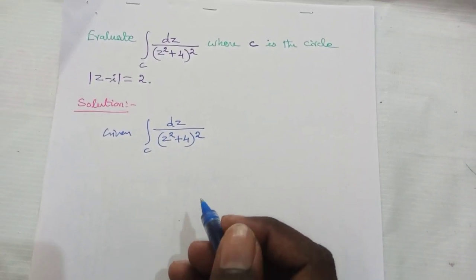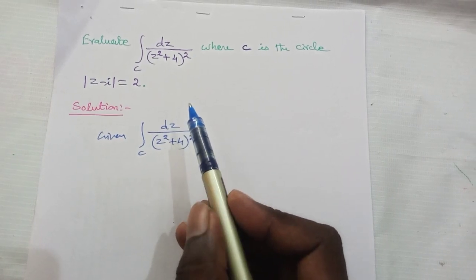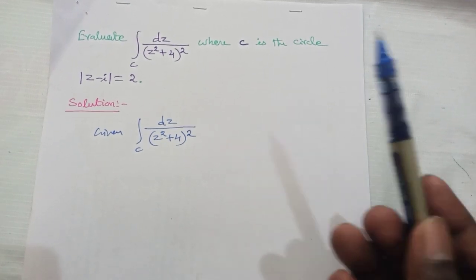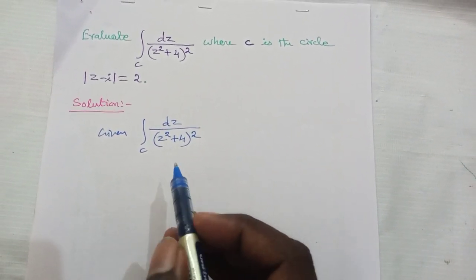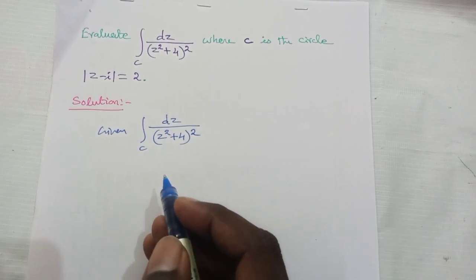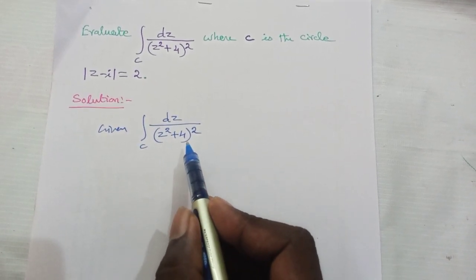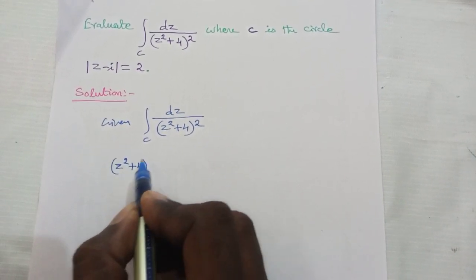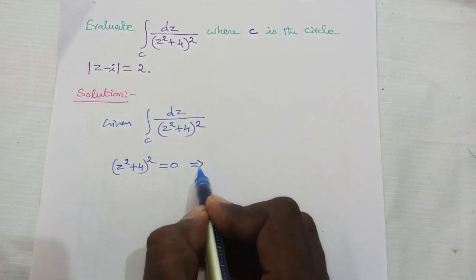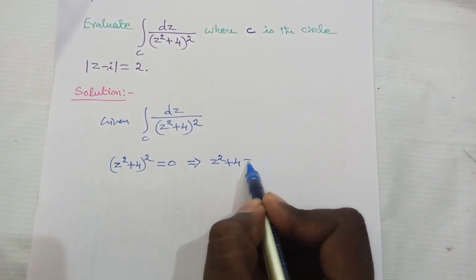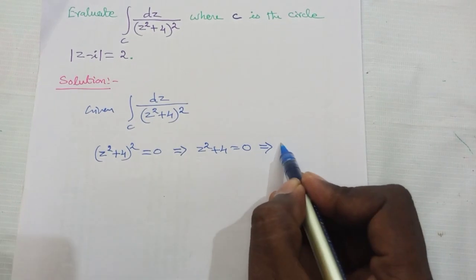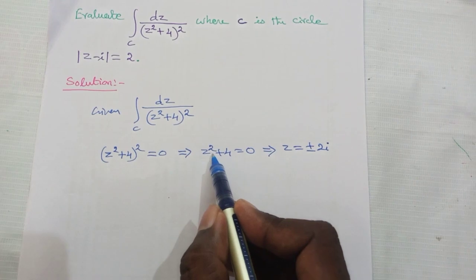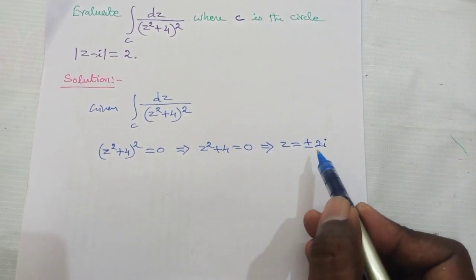Now I am going to use the Cauchy integral formula to evaluate this integral. First I want to find the singular points. The singular points are found by equating the denominator to 0. So put (z square plus 4) the whole square equal to 0, which implies z square plus 4 equal to 0, which implies z is equal to plus or minus 2i, because z square equals minus 4.